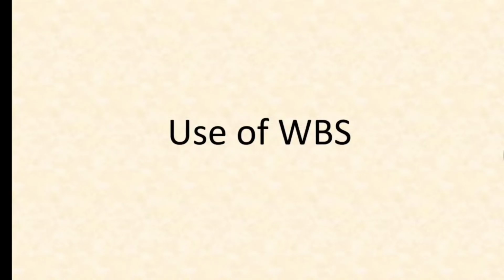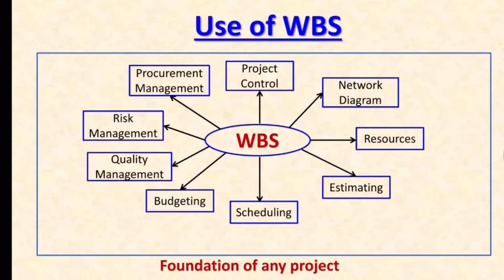Now I will take you to the last one, the use of WBS: how you are going to use it and what the benefit of WBS is. You can see all those things which are surrounding this WBS circle. These are the processes that interact with each other and with other knowledge areas of project management. If you create a WBS in a correct manner, all these knowledge areas will be interacting with each other, and you will get benefit out of it.